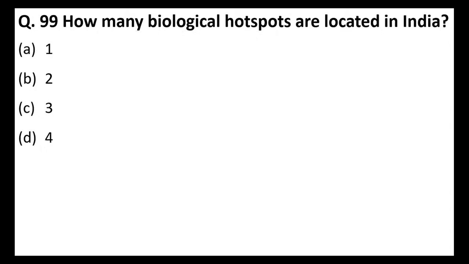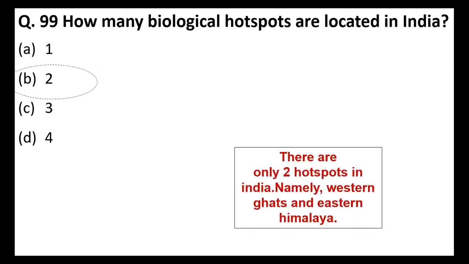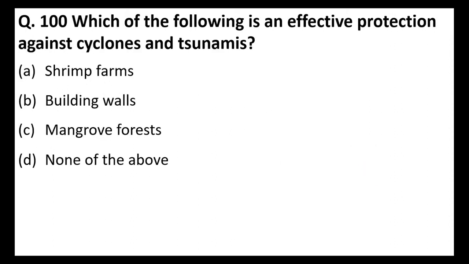How many biological hotspots are located in India? 1, 2, 3, or 4? The right answer to this is 2. So there are two hotspots. One is Western Ghats and the other is Eastern Himalayas. Which of the following is an effective protection against cyclones and tsunamis? From cyclones and tsunamis, effective protection is mangrove forest. So, they are usually formed near the estuaries.